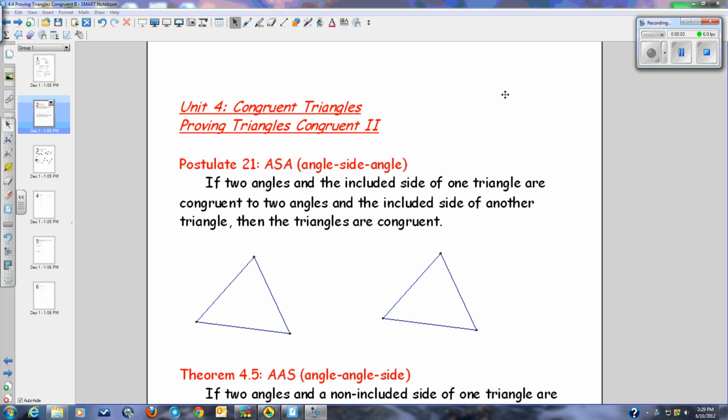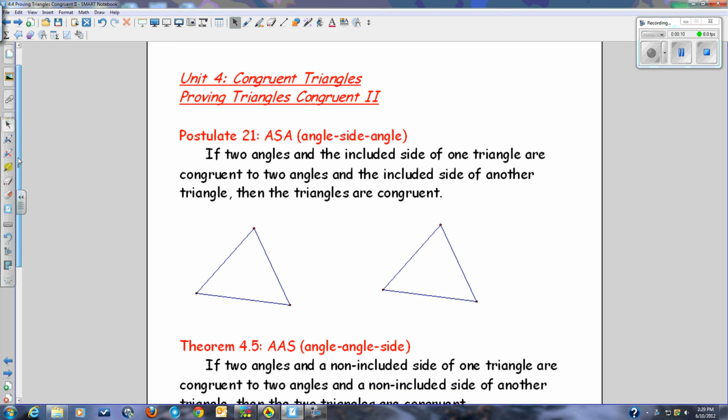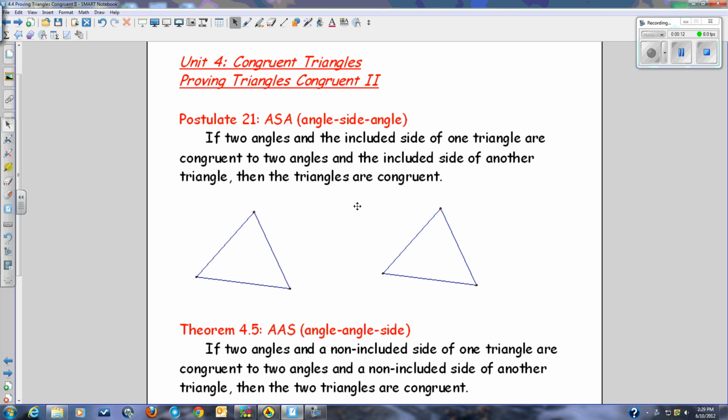In today's video, we are still working on proving triangles congruent. We're on to part 2. We're going to start with postulate 21, angle side angle, which says if two angles and the included side of one triangle are congruent to two angles and the included side of another triangle, then the triangles are congruent.